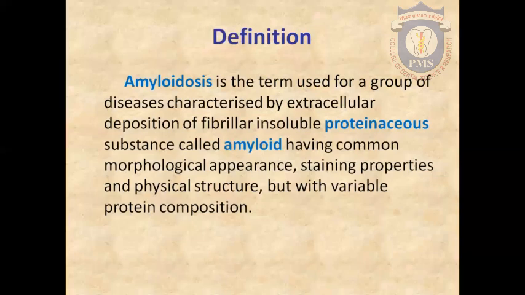Definition. Amyloidosis is the term used for a group of diseases characterized by extracellular deposition of fibrillar insoluble proteinaceous substance called amyloid, having common morphological appearance, staining properties, and physical structure, but with variable protein composition.